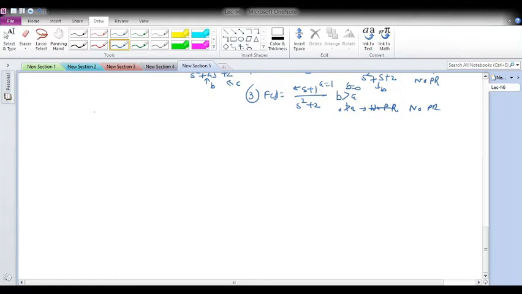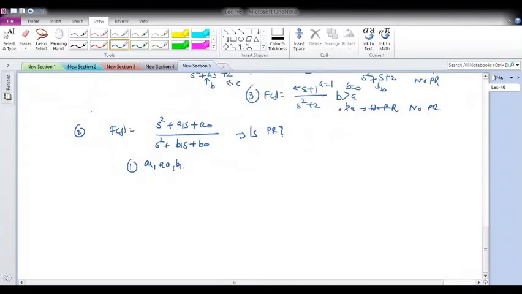Then next, what if I take the biquadratic, that is f of s, with numerator s square plus a1s plus a0 and denominator say s square plus b1s plus b0. Is this function PR, and if PR, under what condition? So first condition is that assume a1, a0, b1, b0 are all real and non-negative, meaning greater than or equal to 0. Let us test the third property directly as it is the general form.